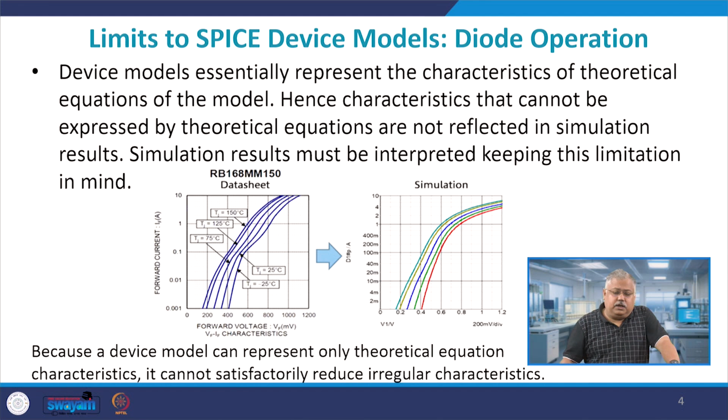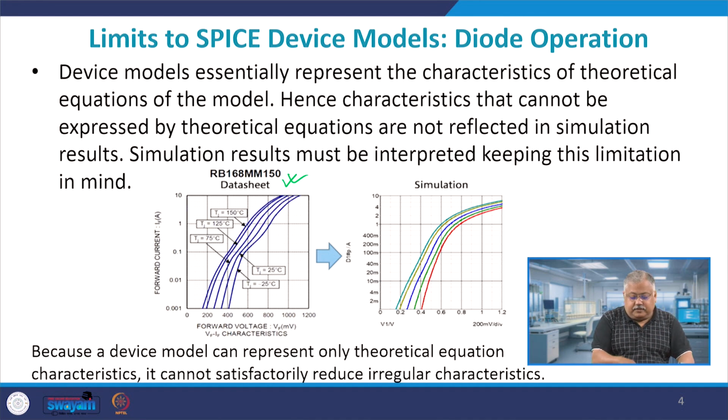Now, the problem is that experimentation can be done on any device, and you can extract its data. As you can see on the right hand side, the data sheet for a device, RB168MM150, which is basically a diode, plots the forward current with respect to forward voltage. Because it is a log scale, that is the reason you are looking at it in this manner.